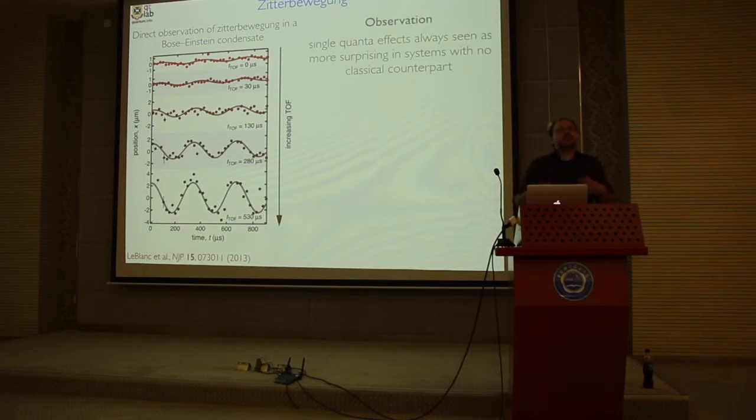It's a single quanta effect, and that means it can be efficiently described by a classical system. It's more surprising, I think, with single quanta effects in systems with no classical counterpart. If you have optical interference, we're well used to that in the classical world, and so if you say I used optical interference to model something that's a single quantum, it's less surprising than if you used a single ion or some atoms. In either case, the modeled physics is the same.